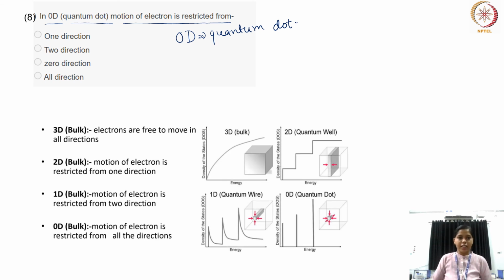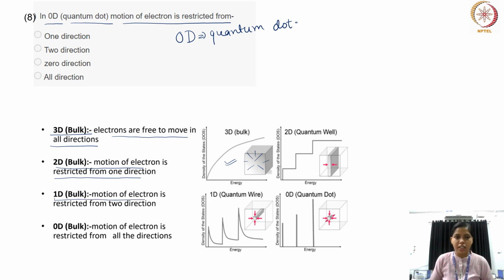So if you see here, for the 3-dimension case, it is called a bulk. So electrons are free to move in all the directions. You can also see in this diagram that electrons are free to move in all directions available. In the case of 2-dimension, the motion of electrons is restricted from one direction. For the 2-dimension, we can consider the example of a quantum well. So its motion is restricted from one direction only.